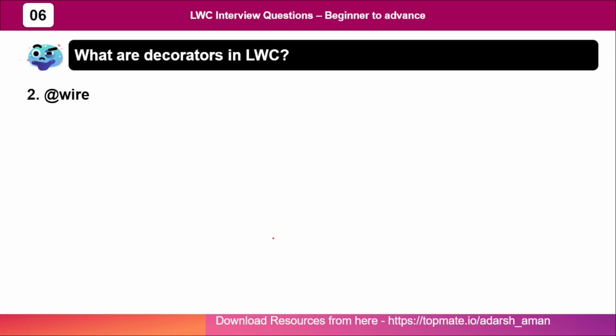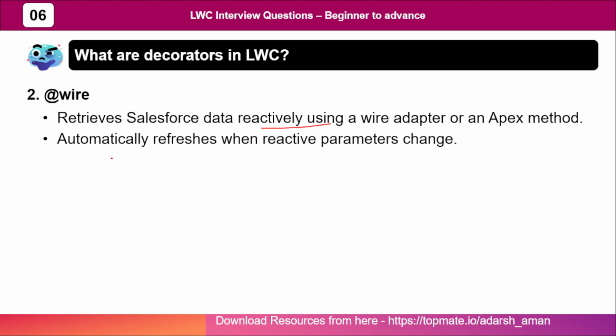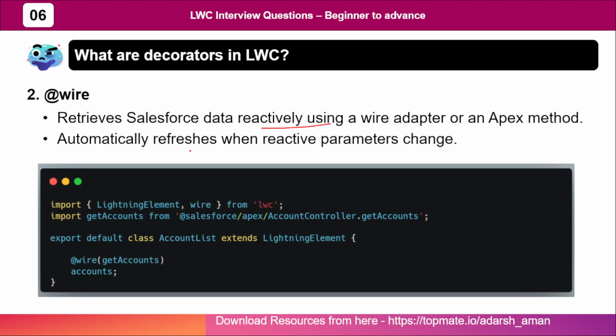The next one is @wire. It retrieves Salesforce data reactively using a wire adapter or an Apex method. It automatically refreshes when reactive parameters change. So if you want to call any Apex method or get any data, you can use the wire decorator here. Let's see with the help of an example.